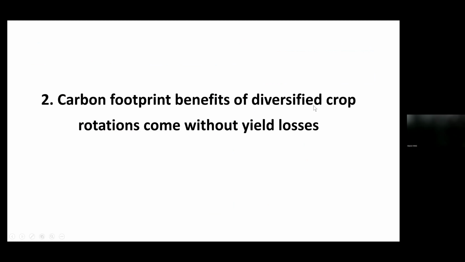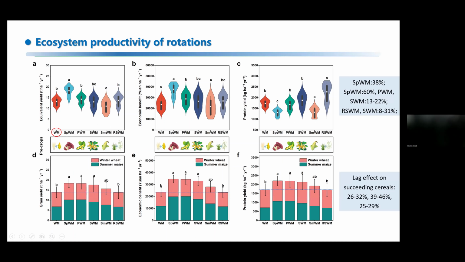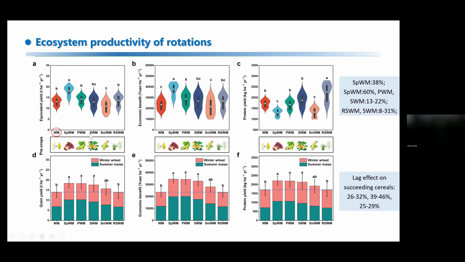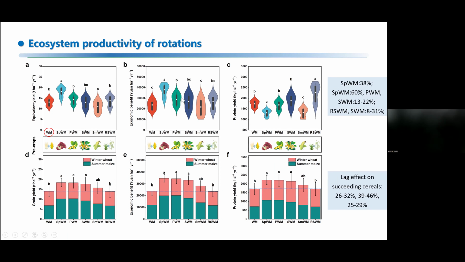And the second part, I wanted to show another benefit of crop rotations: whether they can reduce greenhouse gas emissions. We call this the carbon footprint. Before the carbon footprint, I wanted to show you 9 years of data for productivity, including the yield, economic benefit, and per-ton yield. We find that compared to the traditional winter wheat summer maize double cropping, which we call the monoculture, if we rotated shallow crops like sweet potato, or legumes like peanut and soybean, we can get more economic benefit and more protein yield.